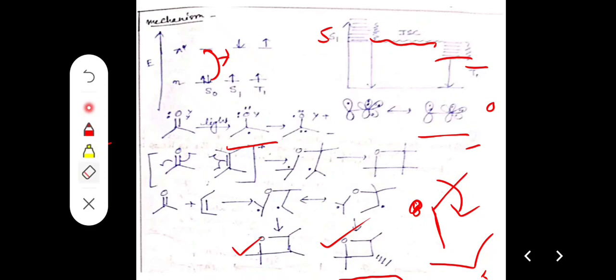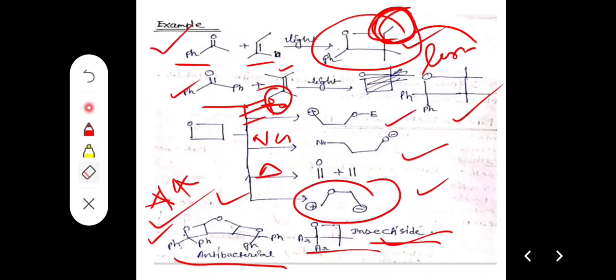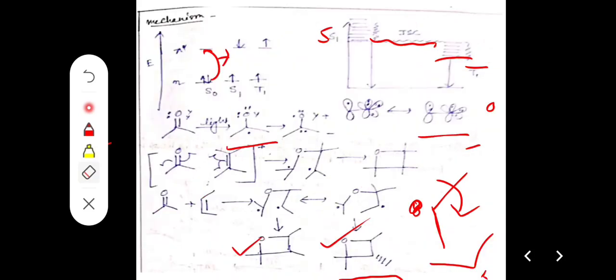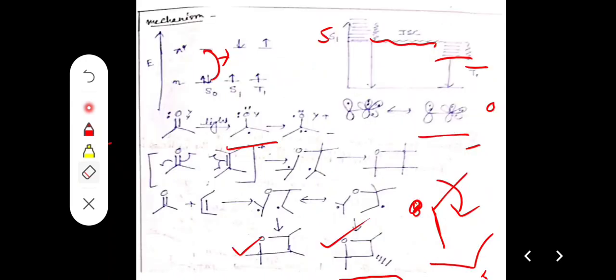Normally oxetanes are the product, but sometimes other products can also be formed. Always remember, oxetane can react with nucleophiles, electrophiles and heat. They produce various types of products, and even when a compound has two olefinic parts or two double bonds, it can perform the Paterno-Buchi reaction twice.